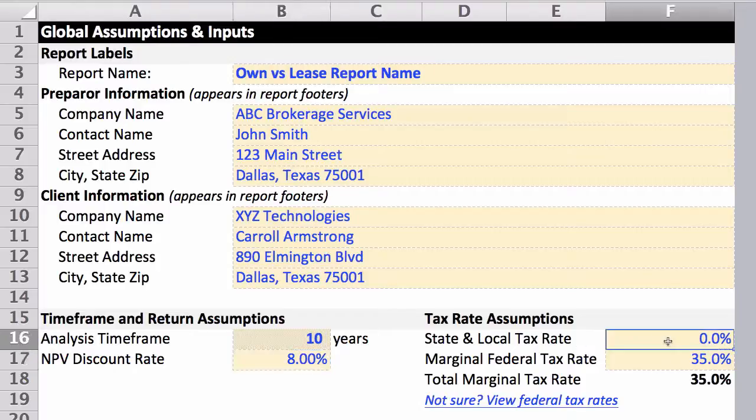In this scenario, we don't have any state or local taxes, but we do have a marginal federal tax rate of 35%. If you're not sure about federal tax rates, you can click on this link and be taken to a schedule which displays all the federal tax rates for the United States.